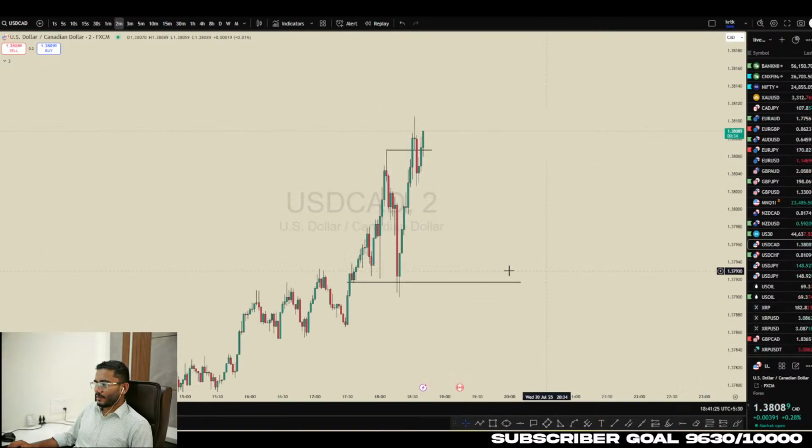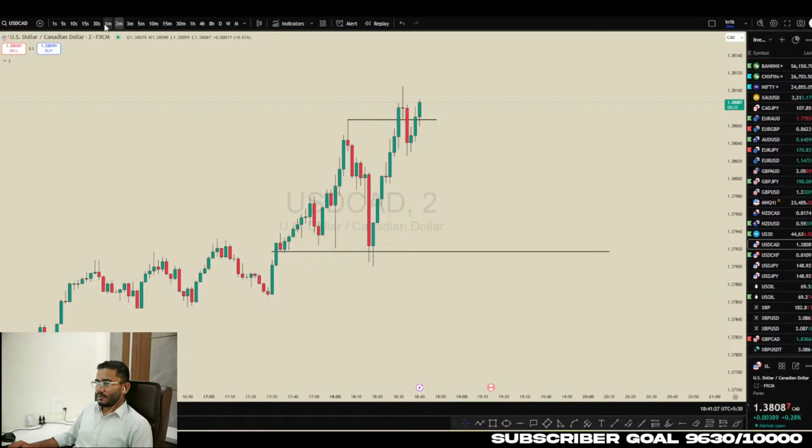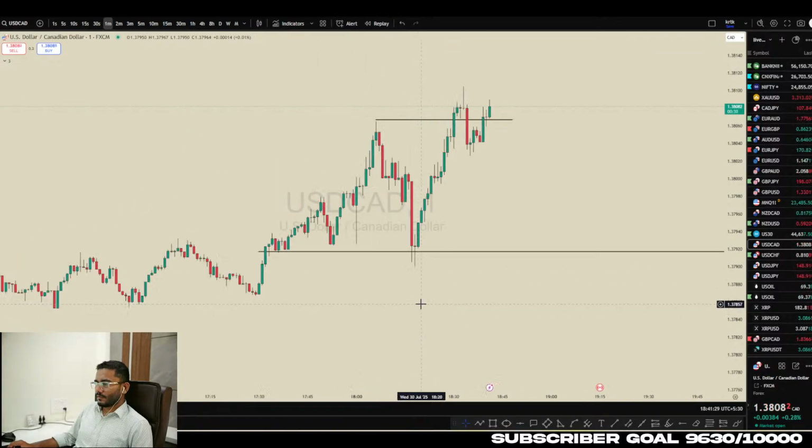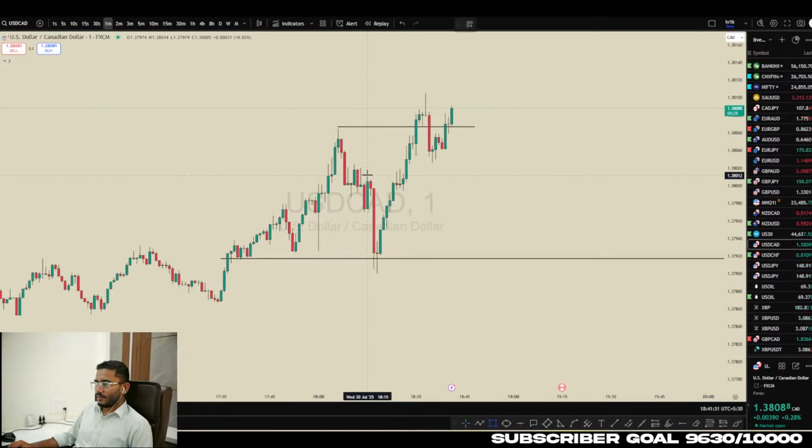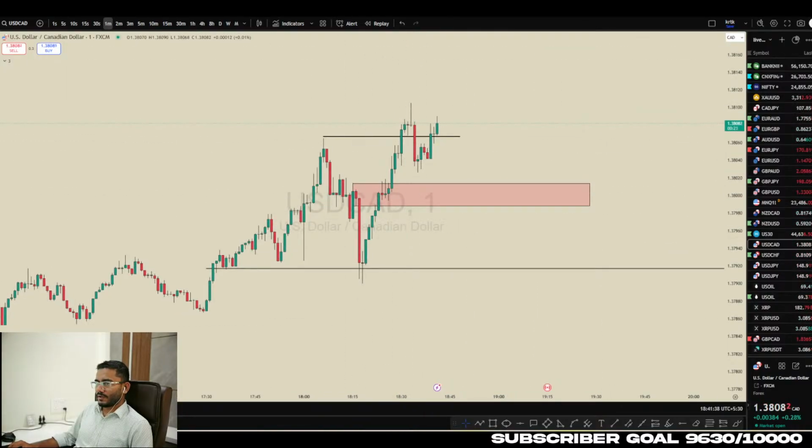Right now, same thing. We have this breaker block which swept out this liquidity. So we can expect one tap at this area and look for a scalping trade to the buy side.